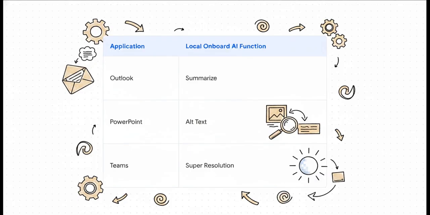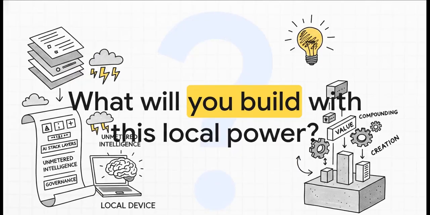Local onboard AI is already delivering unmetered, practical value today. Think about it. Using Outlook to summarize a super long email thread. That's local AI functioning right there. Generating alt text for images in PowerPoint? Local AI. Teams using super resolution to make your video calls look crisp? Again, local AI. The frictionless intelligence we've been dreaming about for this new era is already operating right on your desk.